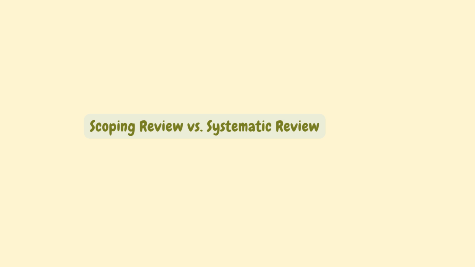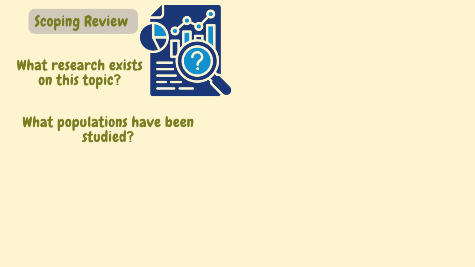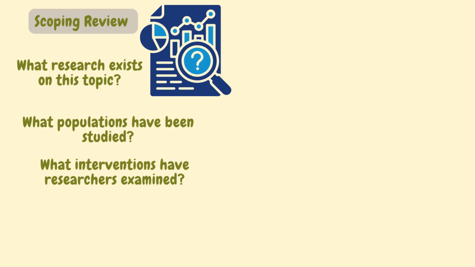Scoping review versus systematic review. Although both review methods follow a structured search process, they answer different types of research questions. A scoping review asks broad exploratory questions such as, "What research exists on this topic? What populations have been studied? What interventions have researchers examined? What research gaps remain?" Its goal is to explore and map the available evidence.